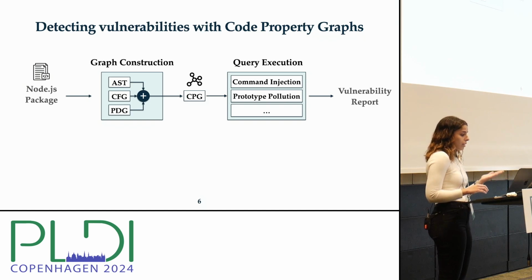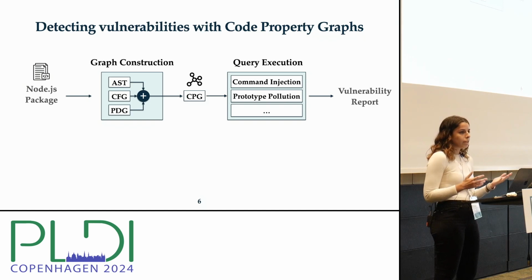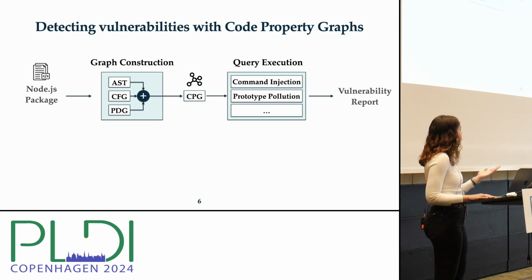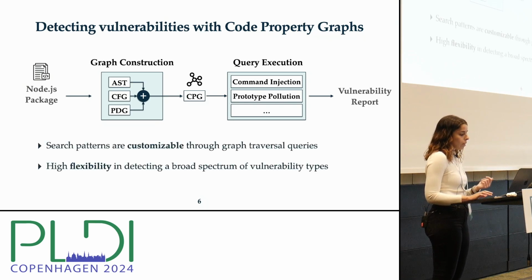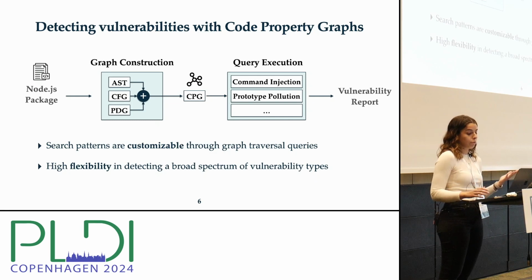Then, in a second stage, the tool will query the graph in search for patterns that may indicate potential vulnerabilities. For example, command injection or prototype pollution. The main advantage of these tools is that the search patterns are entirely customizable through the graph traversal in the second stage, and so this offers high flexibility in detecting different types of vulnerabilities.